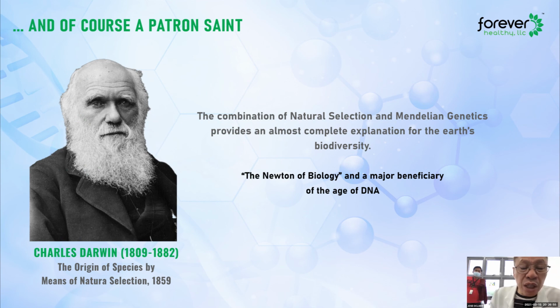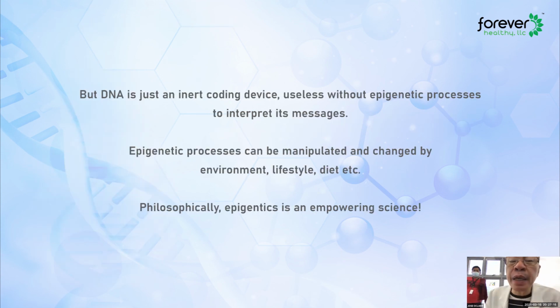According to Darwin, the origin of species, a combination of natural selection as well as Mendelian genetics provides almost complete explanation of our diversity. So still the principle of genetic diversity underlies what you call epigenetic medicine. But DNA is just an inert coding device. As I said, DNA is just a device. Without the epigenetic process, it cannot be interpreted and it cannot be expressed into its own recipe. But the epigenetic process, therefore, can be manipulated by change in environment, lifestyle, and diet.